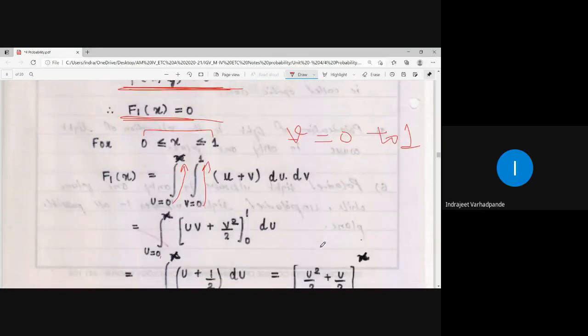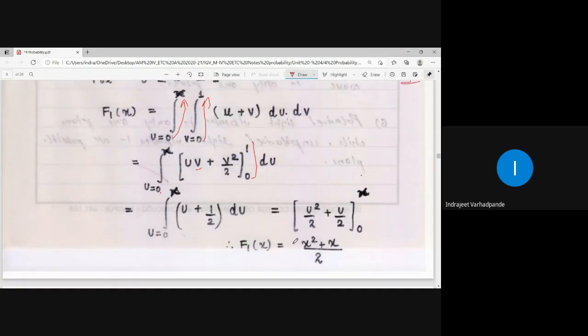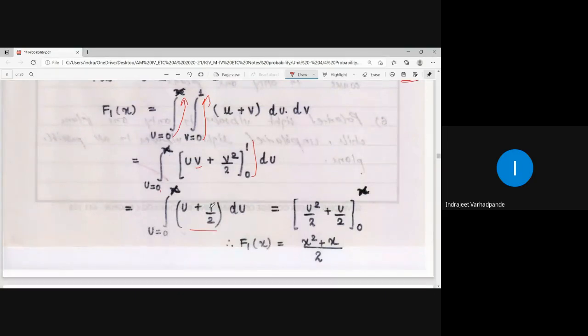Now what is to be done? First we integrate with respect to v and put the constant limits. So u as it is, u into the integration of dv will be v. The integration of v is v square by 2. Put the limit 0 to 1, you get the answer. Now the remaining terms will be integrated with respect to u. The integration of u is u square by 2, the integration of half is half into u. Put the limit 0 to x. So you get the value as x square plus x upon 2.